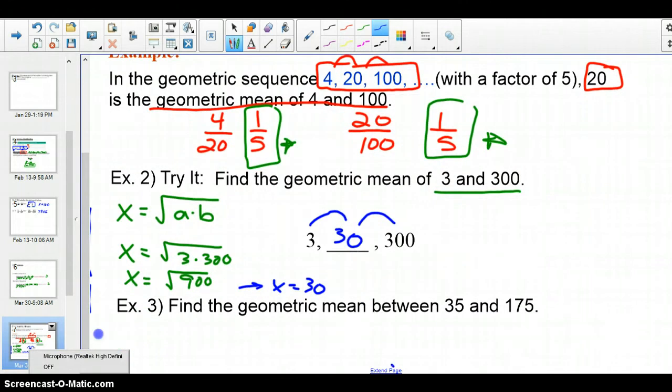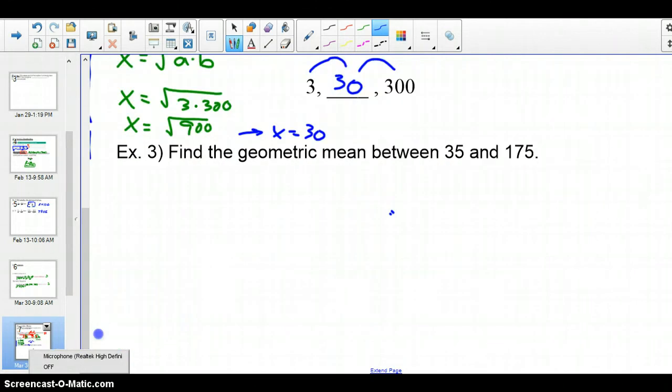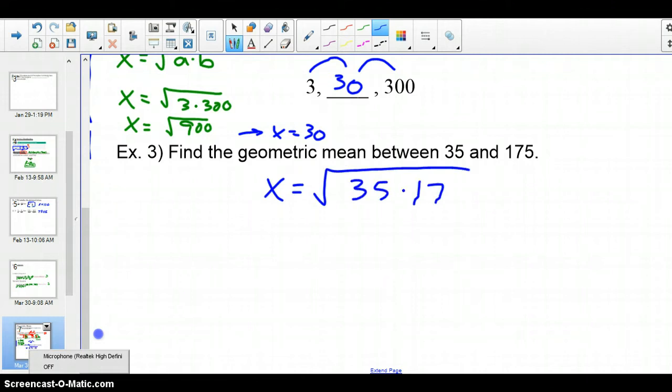Okay? All right, let's see if you can find one on your own. All right, so find the geometric mean between 35 and 175. You can stop the video. I'm just going to go through it. So x is equal to the square root of 35 times 175, which means x is equal to the square root of 6,125.